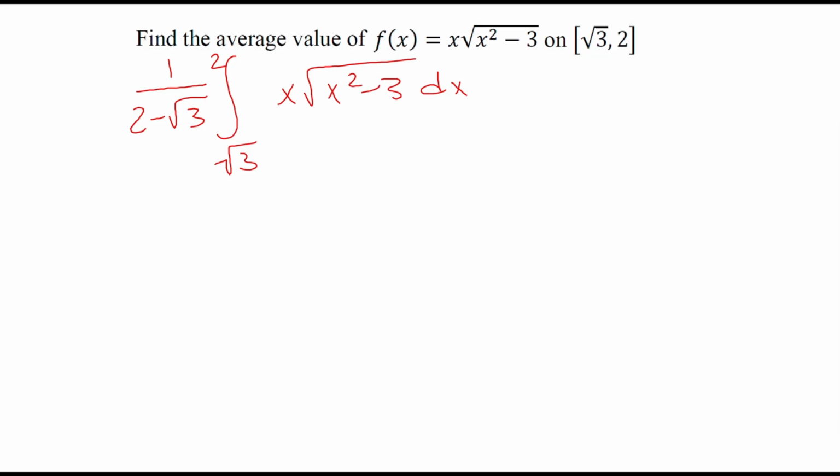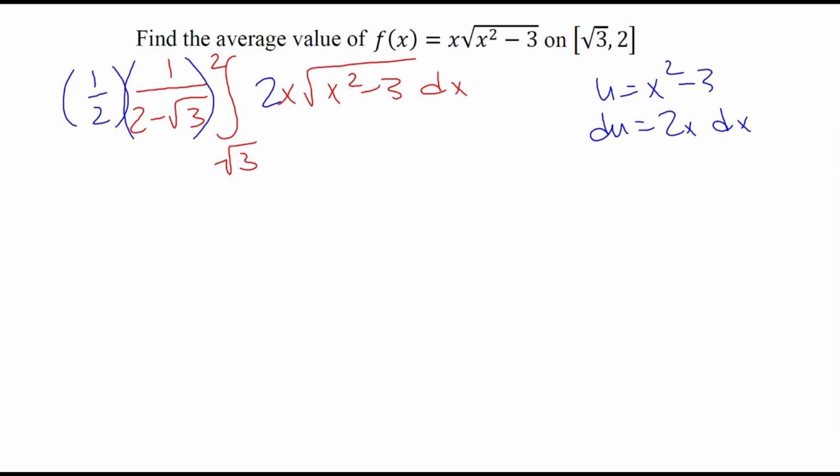In order to find this integral, we're going to have to do a u substitution, where u is going to equal the stuff inside that square root, x squared minus 3. And du will be 2x dx. So we'll throw our 2 out here, which means we're going to multiply this by 1/2 now.